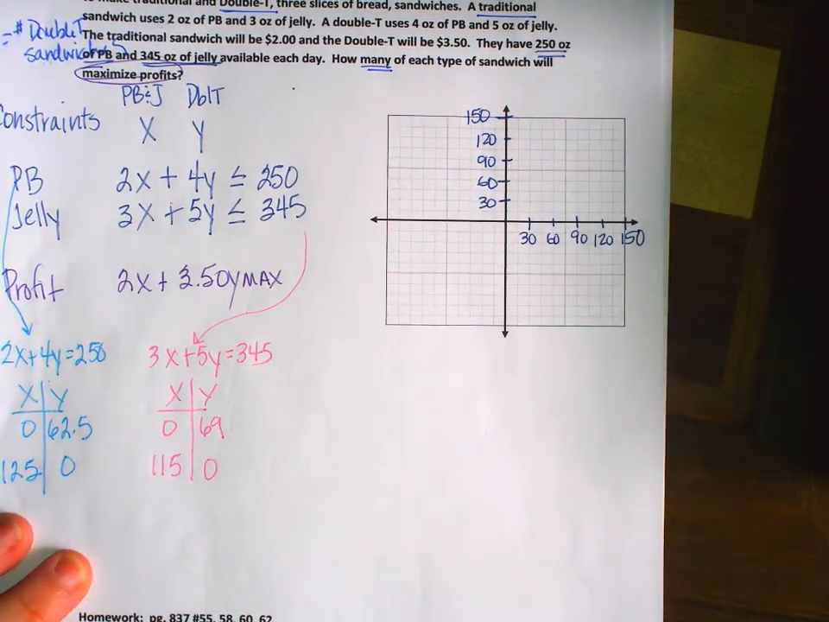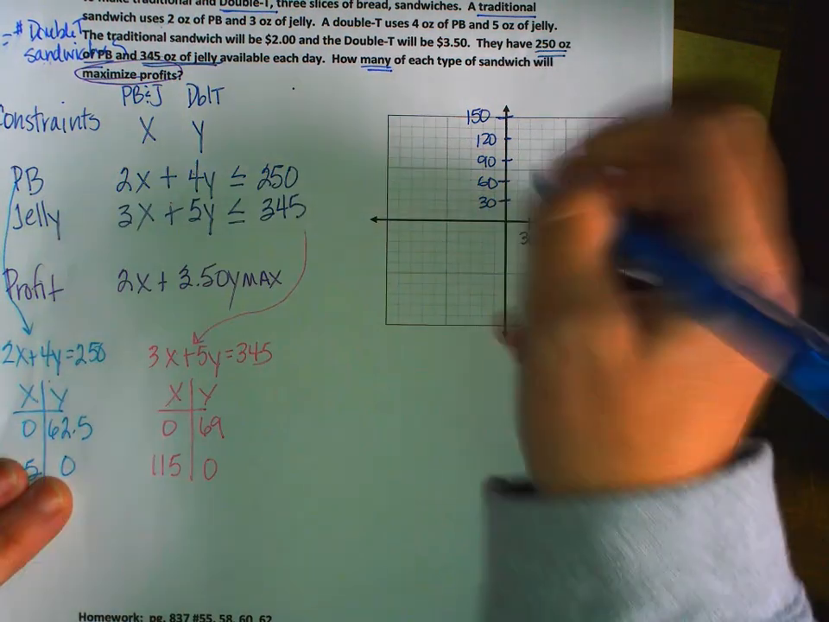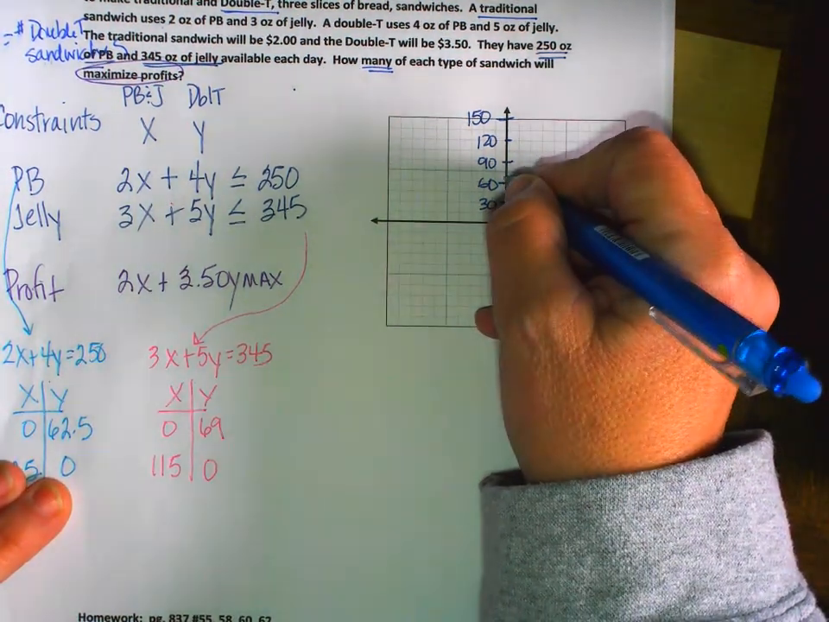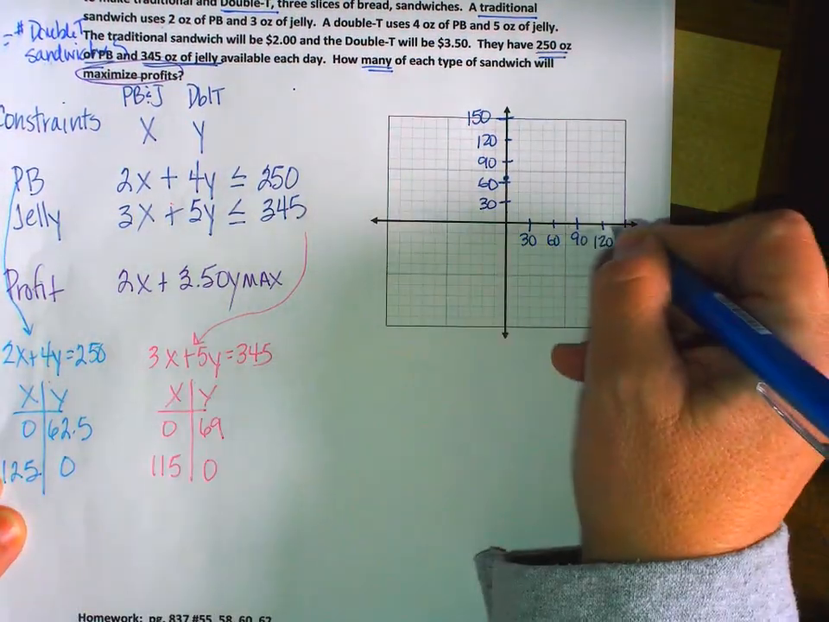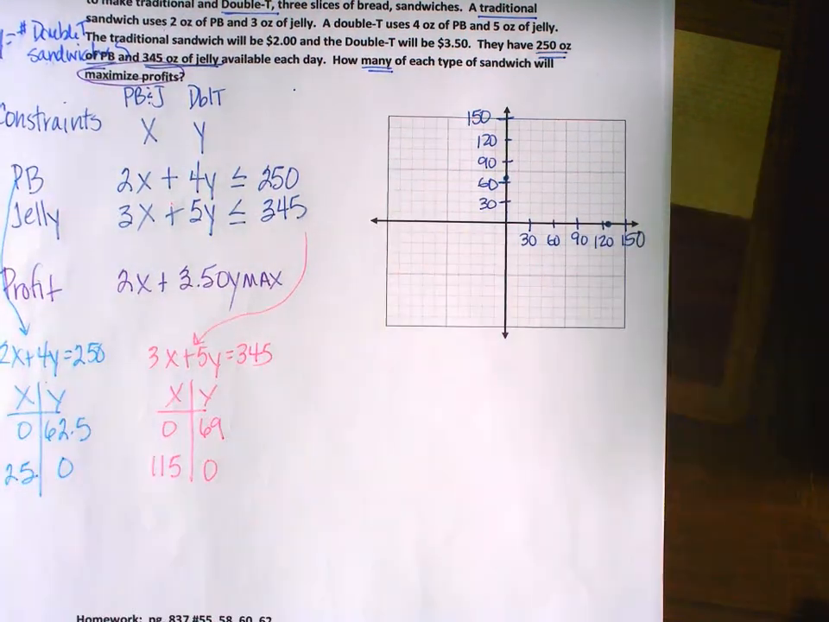And for this one, I have 0 and 62.5, so it's going to be right here. And 125 and 0. And notice I'm just getting as close as I can on estimating. Okay, I'm going to connect those 2 points.